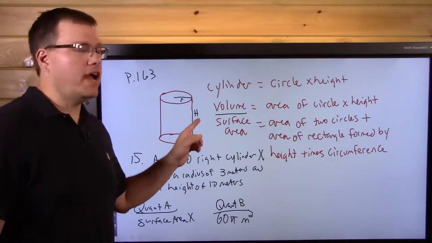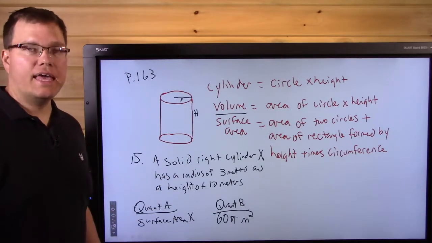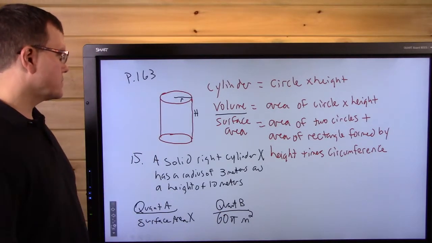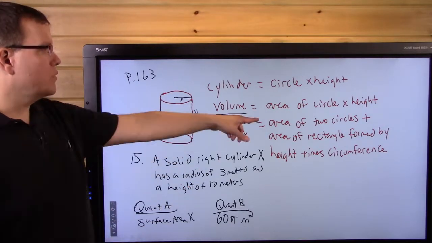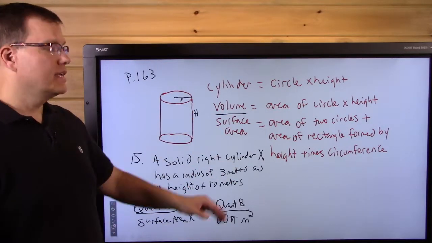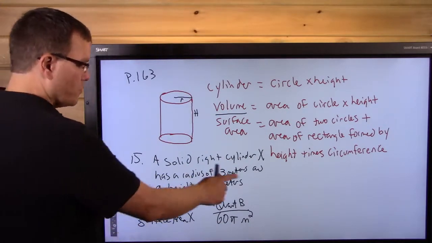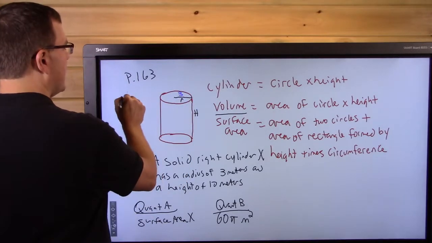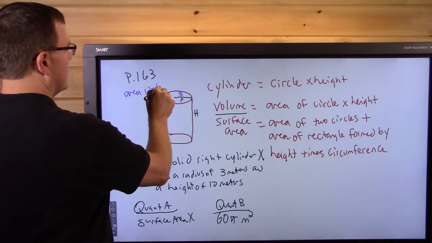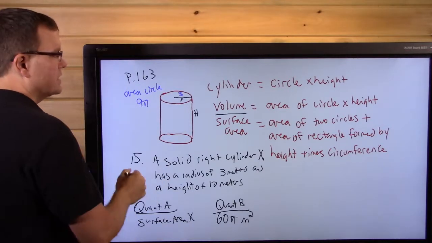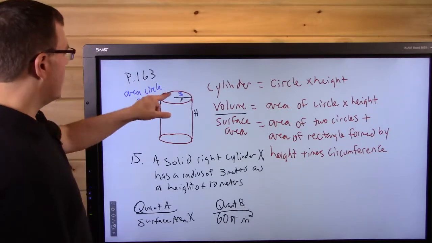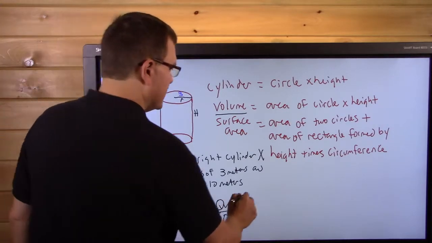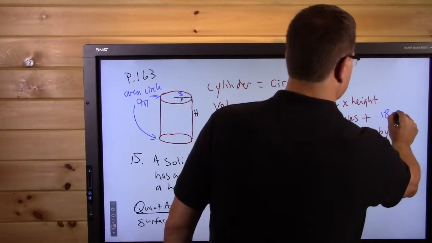So we're absolutely going to find the surface area, because quantity A is the surface area, quantity B is 60 pi meters squared. To get the surface area, we want the area of the 2 circles plus the area of that rectangle. So if the radius is 3 meters, that means the area of the circle is going to be 9 pi. It's pi r squared. So that's this circle and that's this circle. That's going to be 18 pi for the area of the 2 circles.